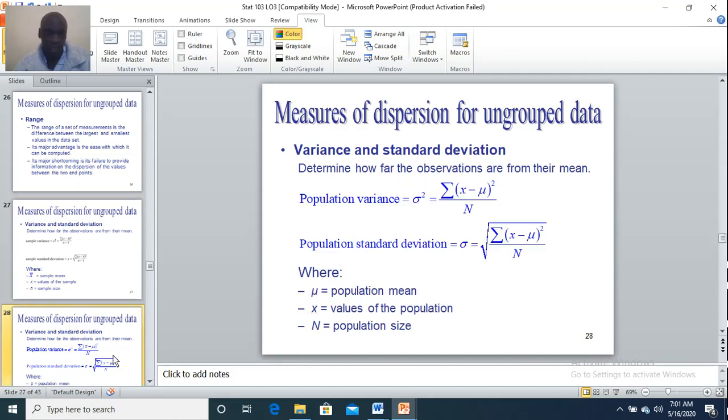Then for a population, it's still the same, but we use big N to represent a population, and we use the sigma sign. For a sample we use the s, but basically the calculation is the same. The population mean we use mu. For the sample we say x bar, but the calculation doesn't change.